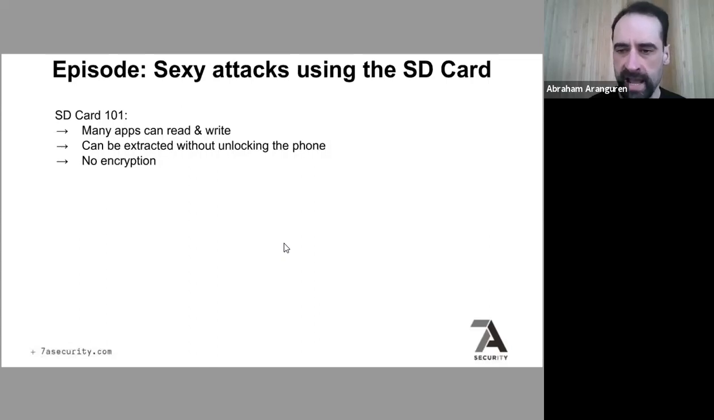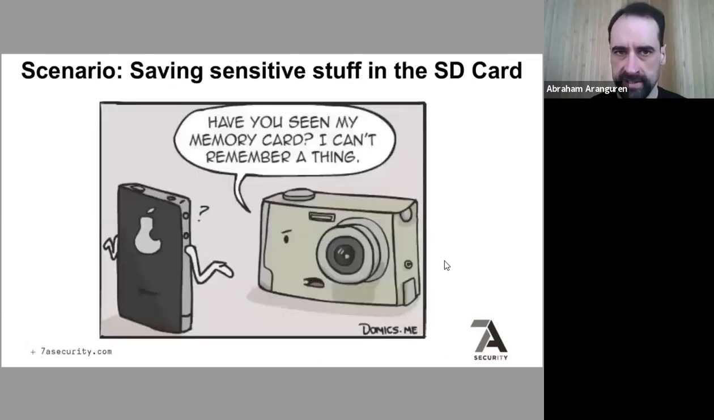So you take the SD card out and plug it into a computer, and then you can read everything on the SD card, right? And usually there's also no encryption on the SD card. So for these reasons, storing anything sensitive on the SD card is a pretty bad idea in Android, and we are going to see why in the next attacks, right?